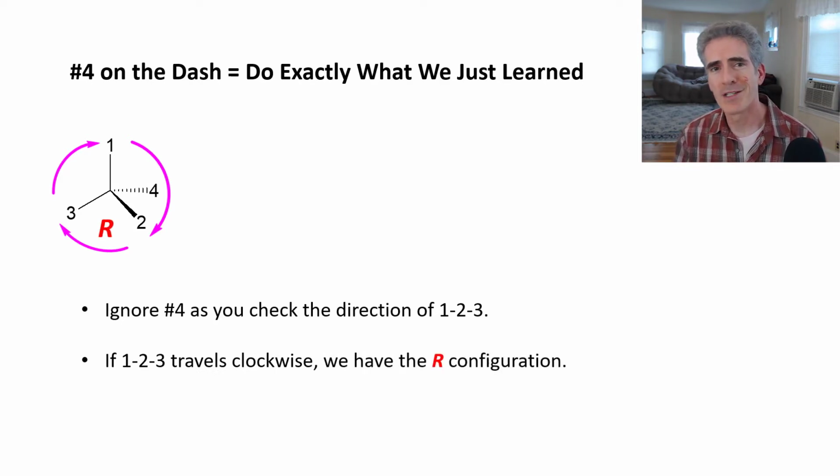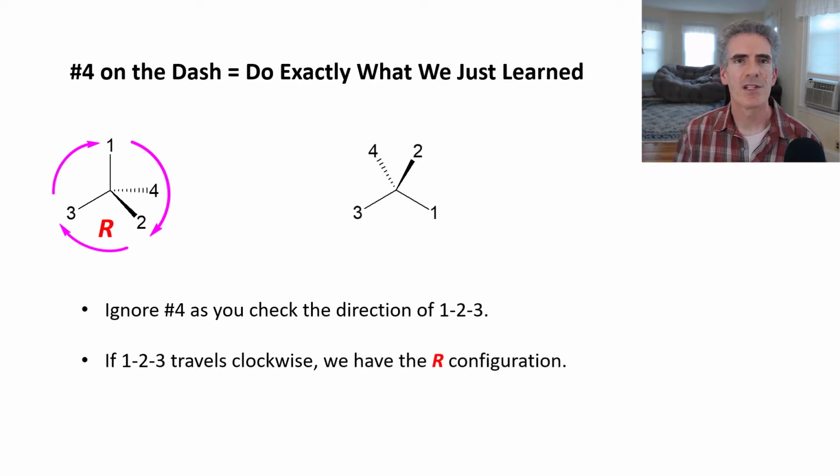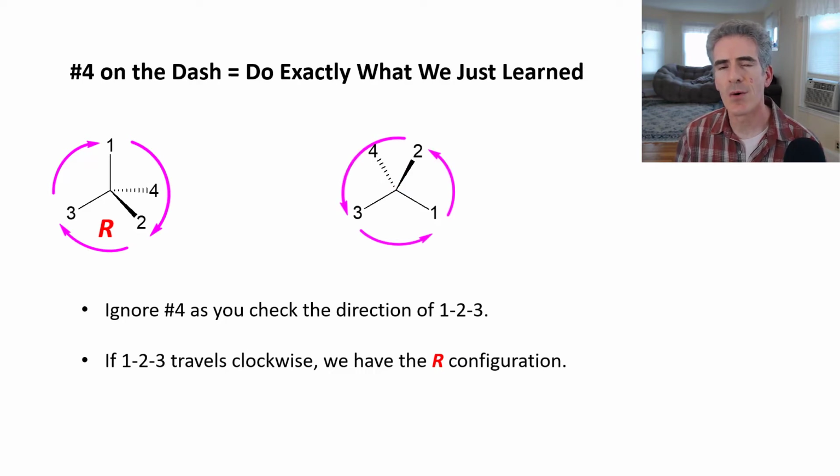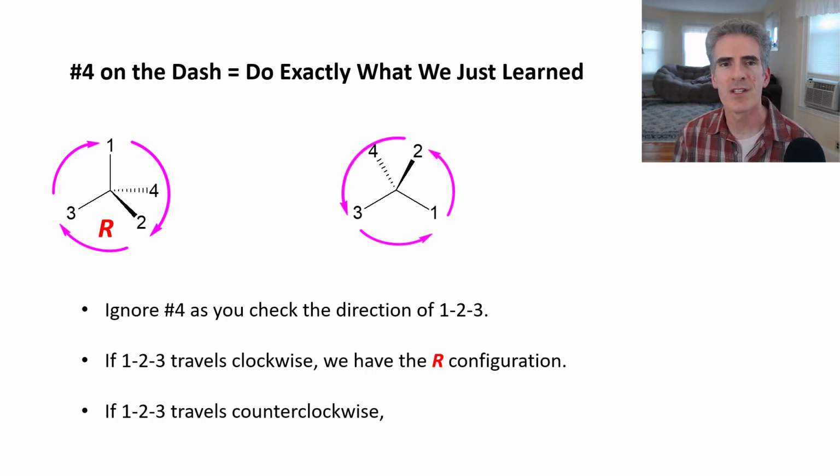R, right. Here's another example of the lowest group in the back. It's on the dash. All right, we check out the traveling direction of 1, 2, and 3. Here we see it's going to the left. It's going counterclockwise. We said that if 1, 2, and 3 is going counterclockwise, we're going to call that the S configuration.